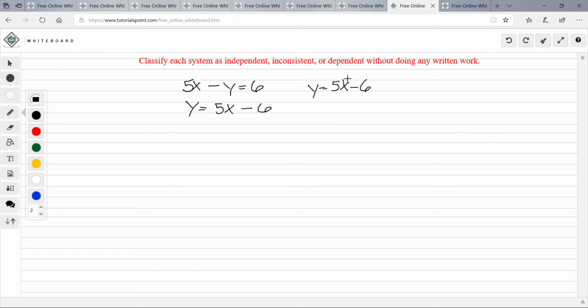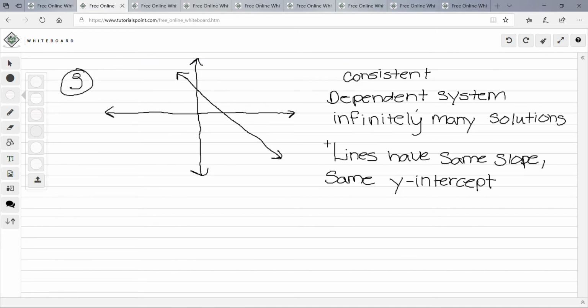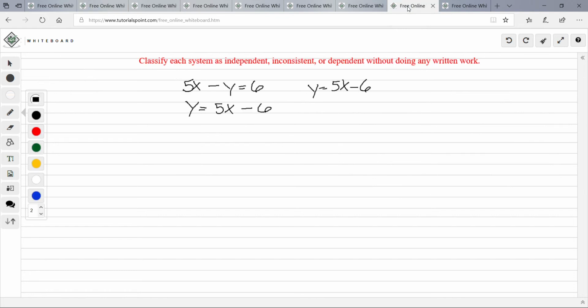I know it says don't do any work, but I guess you could mentally solve for y. Mentally solve the first equation for y. You would get this if you did it mentally. So we get y equals 5x minus 6, y equals 5x minus 6. They're practically the same equation, right? So what happens if we have the same equations? They're going to overlap, and they're going to be a consistent, dependent system with infinitely many solutions because they overlap, because they have the same slope and the same y-intercept. So that's what we know.